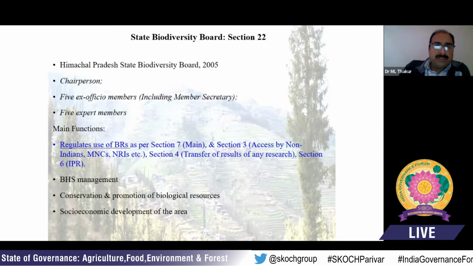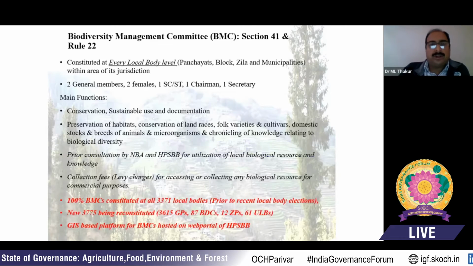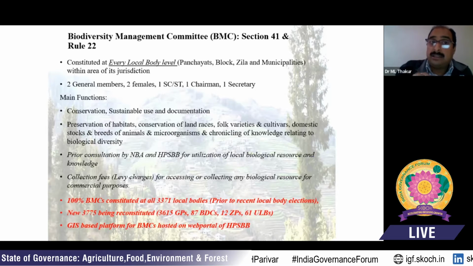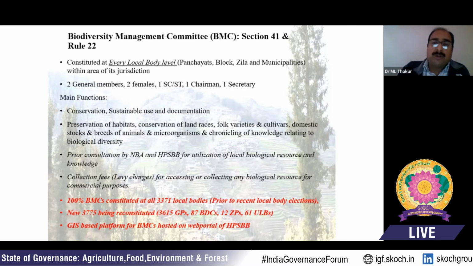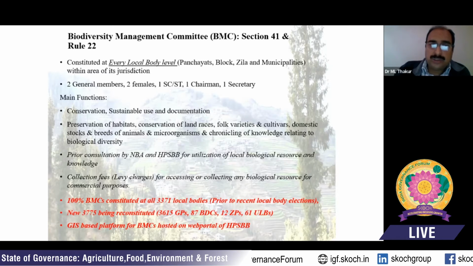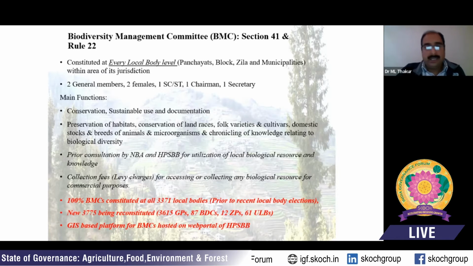There is a State Biodiversity Board that has been constituted with its chairperson, 5 ex-officio members and 5 expert members that regulates the use of biological resources by the Indian entities as well as the non-Indian entities. There is a provision of constitution of a Biodiversity Management Committee at every local body. There are 7 members in each BMC: 2 general members, 2 female members, 1 SC/ST member, 1 chairman, and 1 secretary.